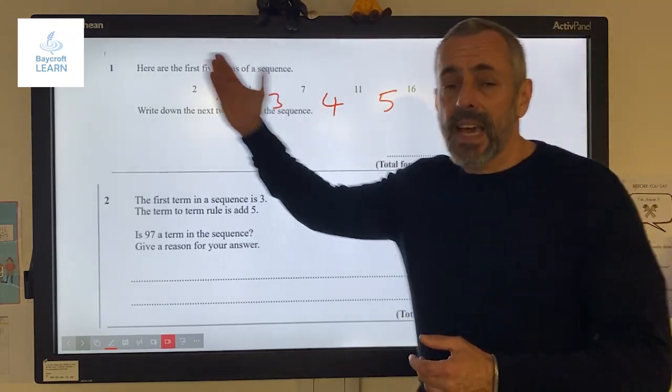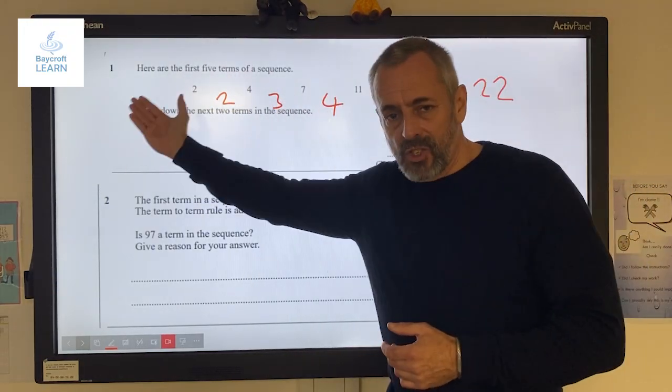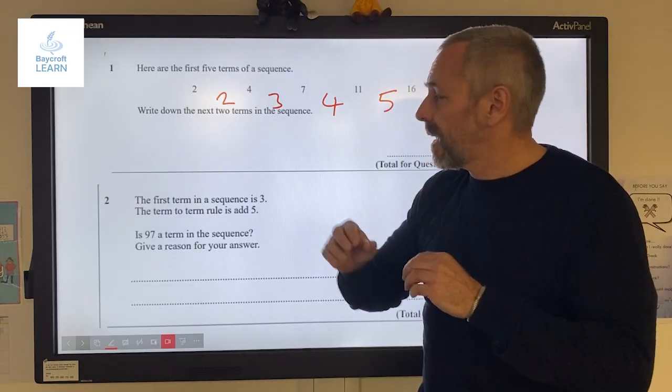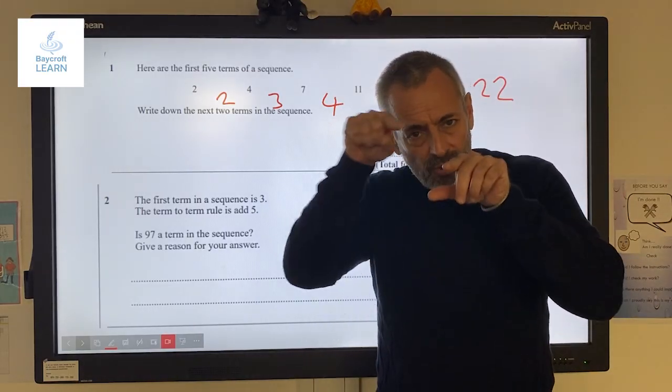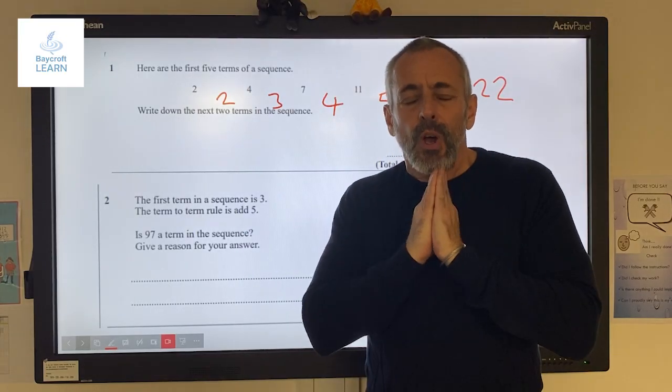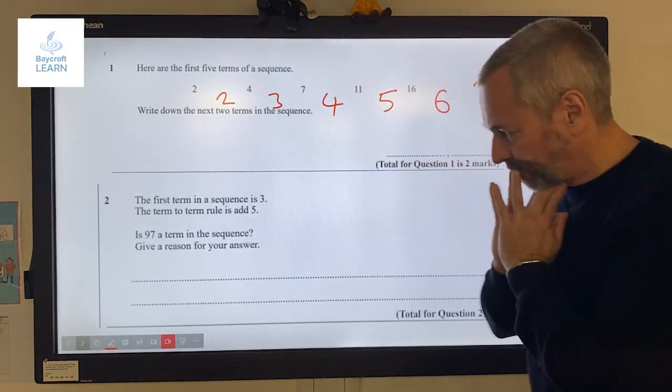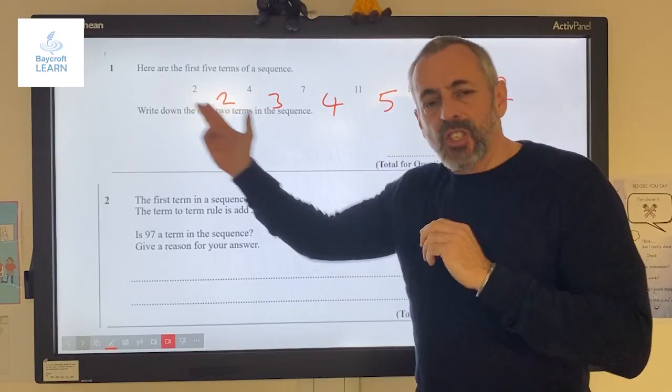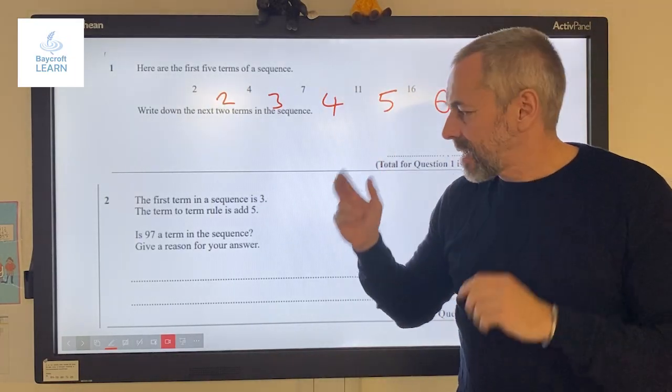Okay, at GCSE level, you will get questions like this. So don't just assume that the gaps are always going to be the same. Okay, just take the time to make sure what you're doing. Now, that's one type of sequence kind of question that you're going to get. Let's have a look at this one.